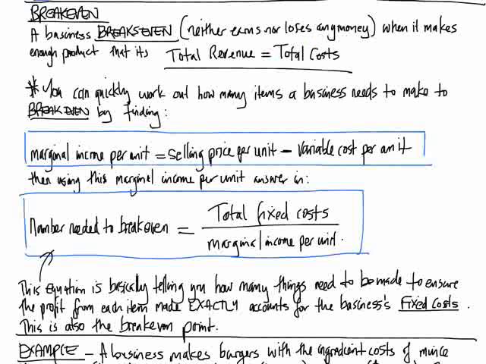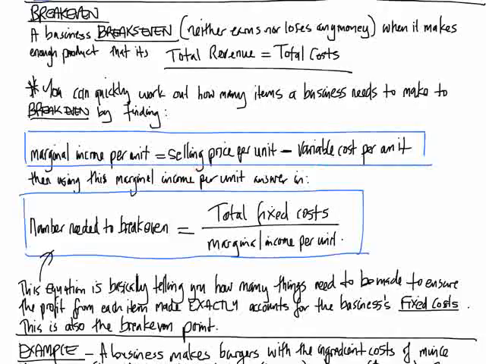So you can quickly work out how many items a business needs to make to break even by finding and using these formulas here. These are the two that you're going to use together to find the break-even level of any company, to answer the questions that are coming up. You need to find how much money you make per unit made, and that's going to be the selling price, however much you sold it for, take how much it costs you to make that thing.